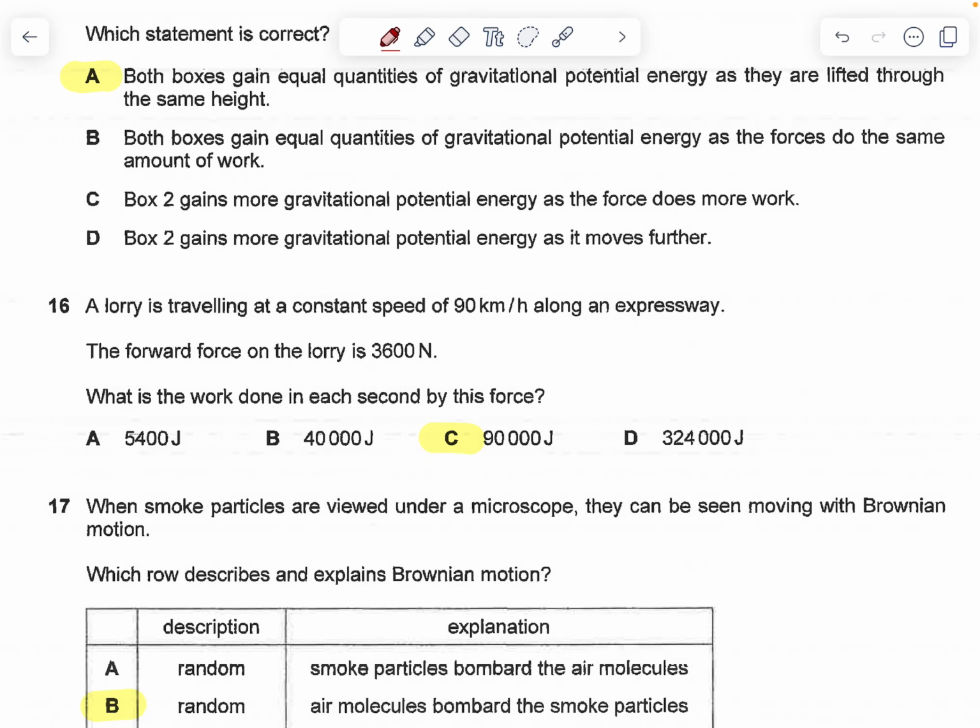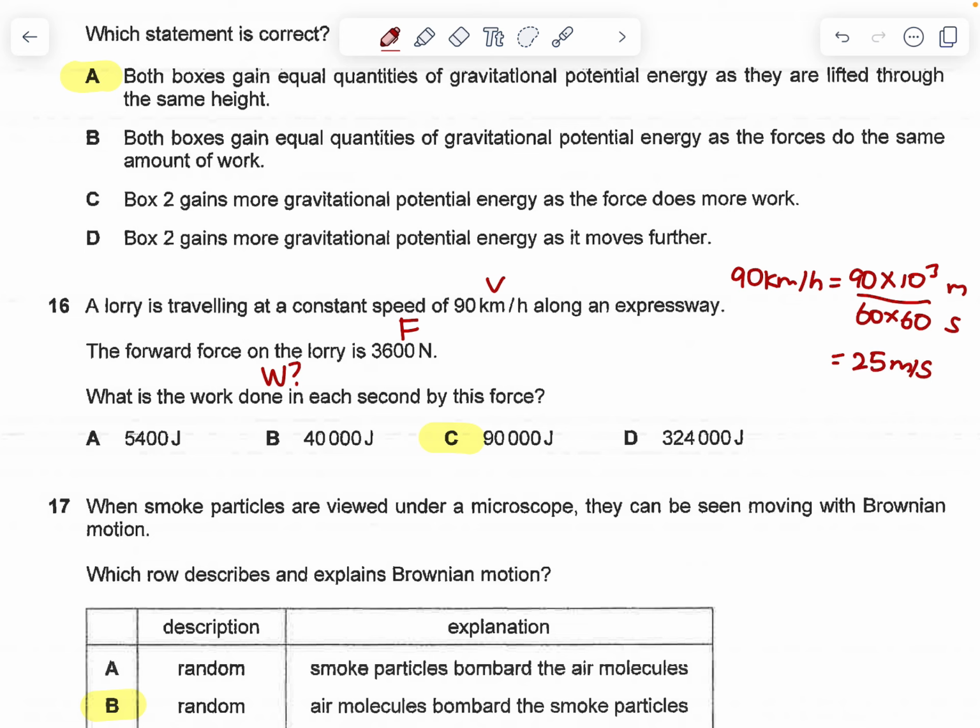Next. Question 16. A lorry is traveling at a constant speed of 90 km per hour along an expressway. The forward force on the lorry is F. What is the work done each second by this force? Okay, so we first need to convert the velocity to SI units. 90 km per hour, so convert to meters per second. You convert it: 90 times 10 to the power 3 meters over 60 times 60 seconds, and you'll get 25 meters per second.